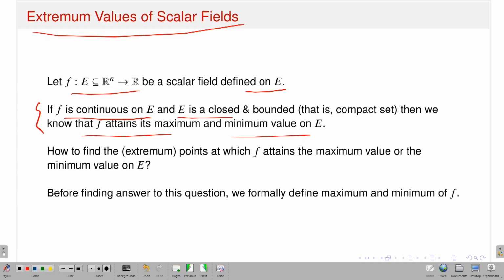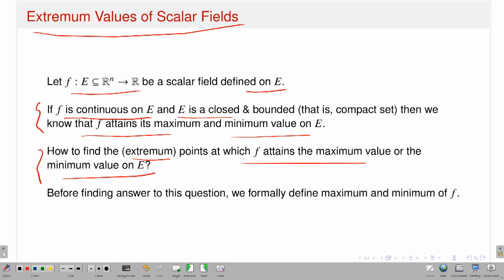So suppose you have a function f from a set E subset of Rn to R, and I assume that f is continuous, along with the fact that E is compact. Then of course the maximum and minimum value on E exist. Then the question is, once they exist, can I say that there are some points in the set E at which the maximum and minimum value are attained? So how do we find the extremum points, either maximum or minimum, the points at which f attains the maximum value and minimum value?